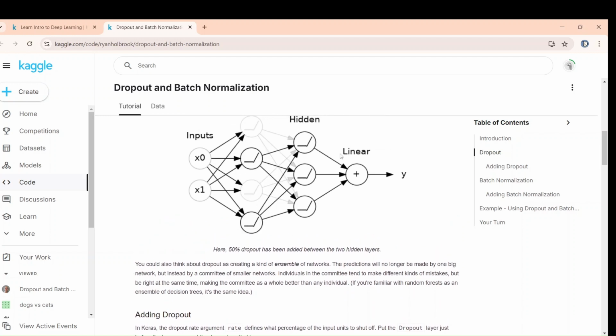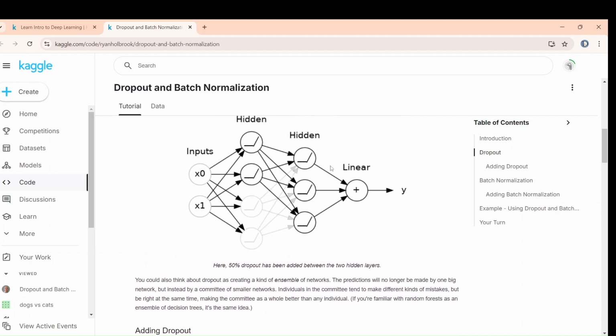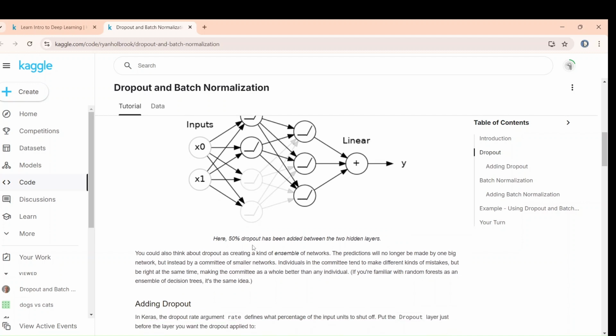If you have another layer also, after this, if you have one more hidden layer, then you can use a dropout layer for these layers also. Anyway, you could also think about dropout as creating a kind of ensemble of networks. The predictions will no longer be made by one big network but instead by a committee of smaller networks. So what is happening? I am not using the big network always. I am taking some smaller networks each and every time. Different networks every time.